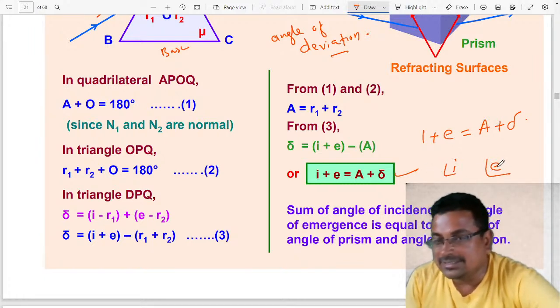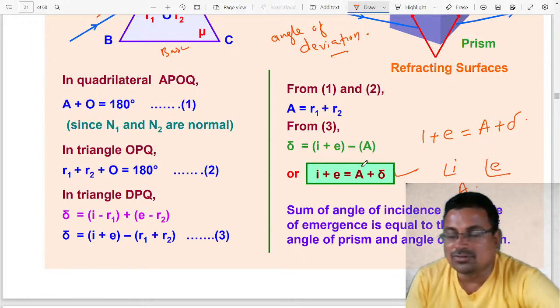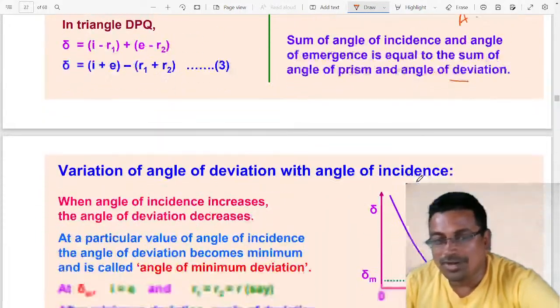The angle of emergence is the angle between the normal and the emergent ray. A is the angle of prism. Delta is the angle of minimum deviation. So the sum of angle of incidence and angle of emergence is equal to the sum of angle of prism and angle of deviation. Hope you understand this. So now move ahead.